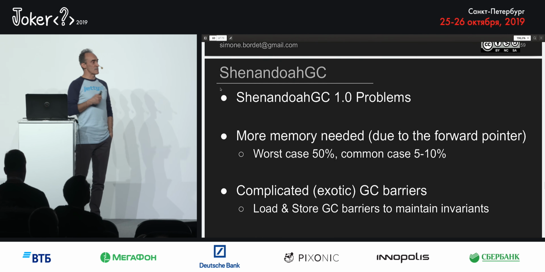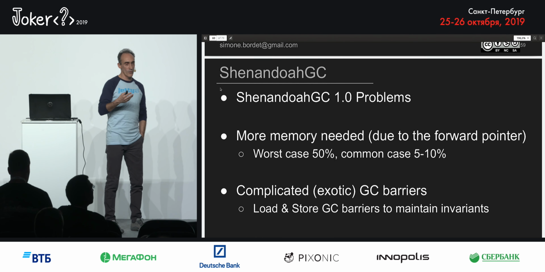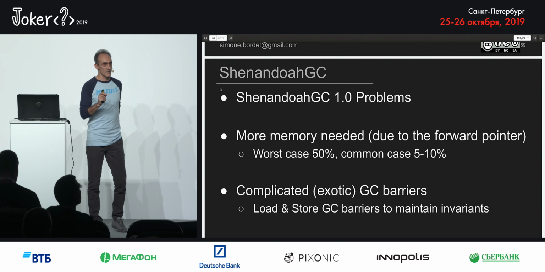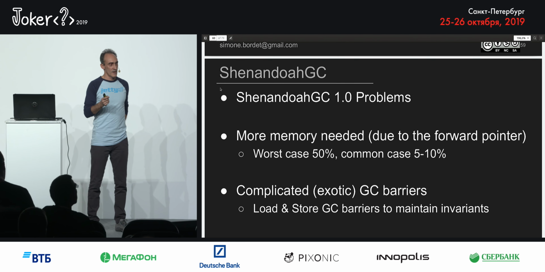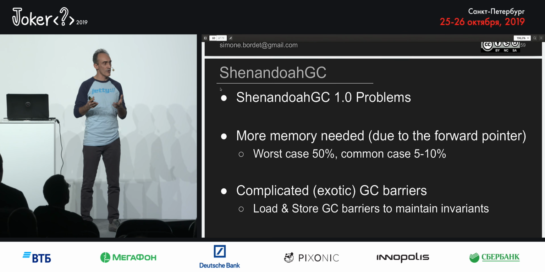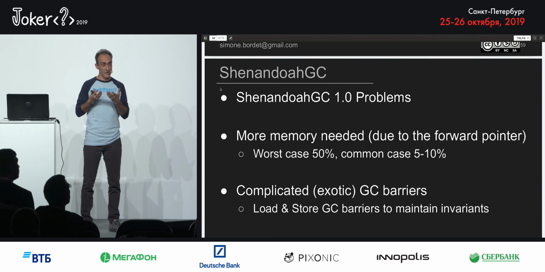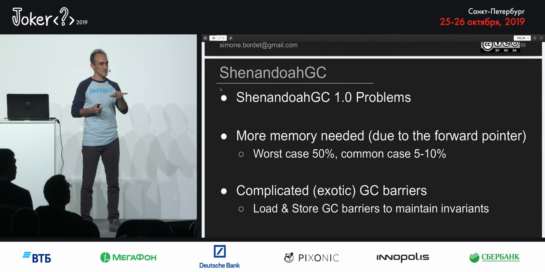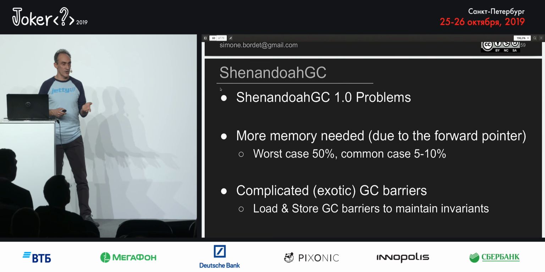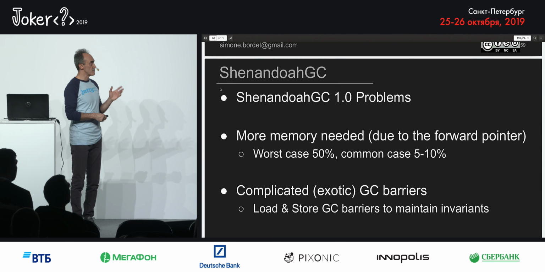So what are the problems of Shenandoah 1.0 and why did they go to 2.0? Well, the problem is that the forward pointer takes memory. This means that in the worst case possible, where you are allocating an object that has no fields, you take up to 50% more memory, because you go from 2 words for the headers to 3 words for the headers, right? And that's 50% more. But this is generally not the case, so typically the overhead is 5 to 10%.